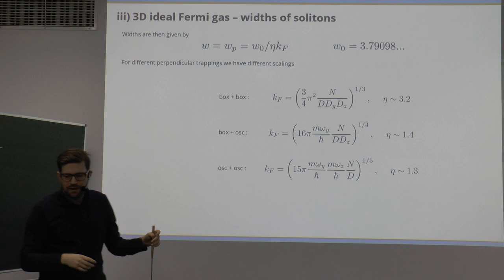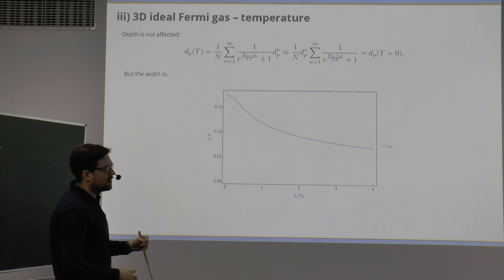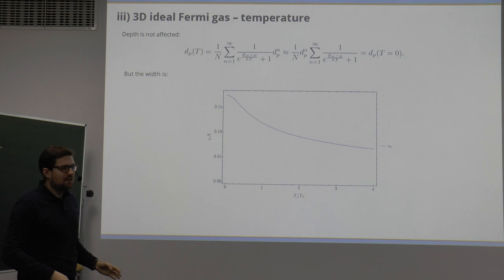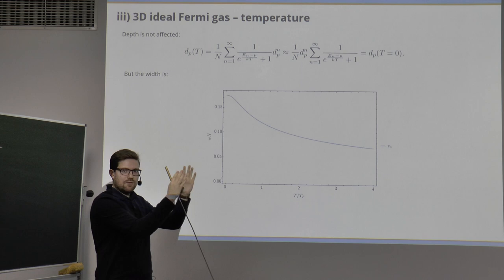But all of these calculations are at temperature equals zero. So let's answer the question: what happens at finite temperature in the non-interacting case? The short answer is that the depth is not diminished, which can be seen from the fact that the contribution from each of the orbitals is roughly the same. This is a property of the fact that we took this box as an initial trapping.